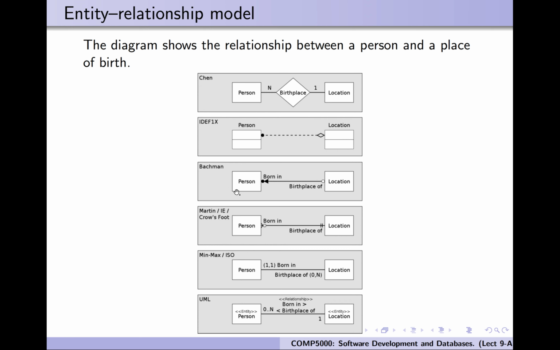IDEF1X, Bachman, Min-Max, ISO, and UML. UML is used a lot in object-oriented programming. It's a way of modeling situations beyond just data. But the one we're going to look at is called the crow's foot notation. That's the one we use in this course.